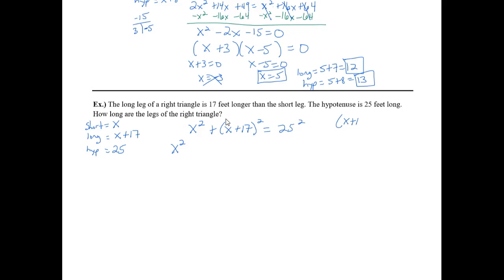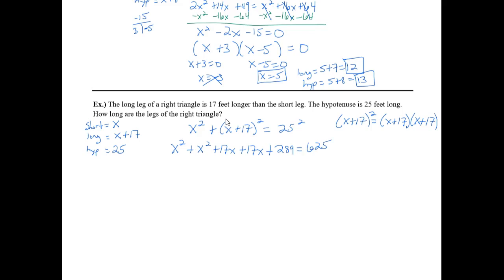I remember that x plus 17 squared is the same thing as x plus 17 times x plus 17. I do not distribute that 2 across the sum. I have to multiply it out all the way. X times x is x squared, plus 17 times x, plus another 17 times x, plus 17 times 17 is 289, equals 25 squared, which is 625.